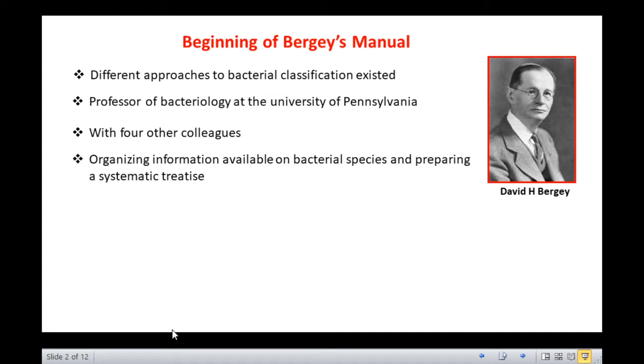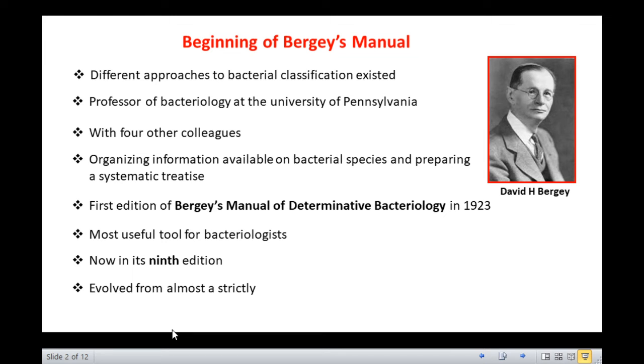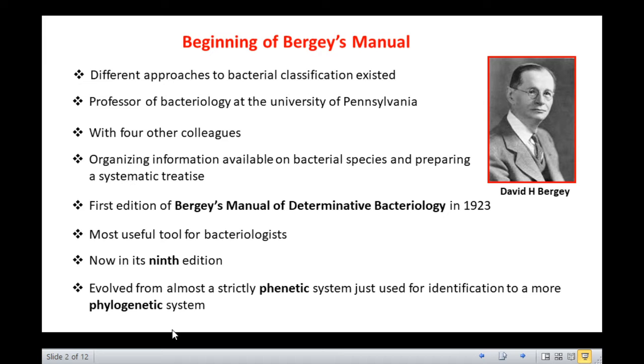This led to the birth of the first edition of Bergey's Manual of Determinative Bacteriology in 1923, which soon became the most useful tool for bacteriologists interested in identifying isolates in the laboratory. This manual is now in its 9th edition. Over the last 70 years and 9 editions, the system has evolved from almost a strictly phenetic system just used for identification to a more phylogenetic system.